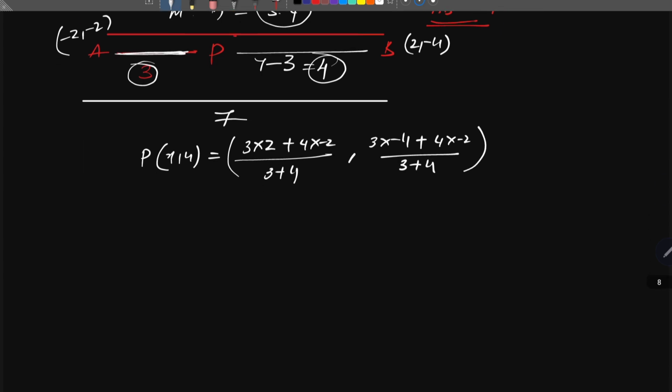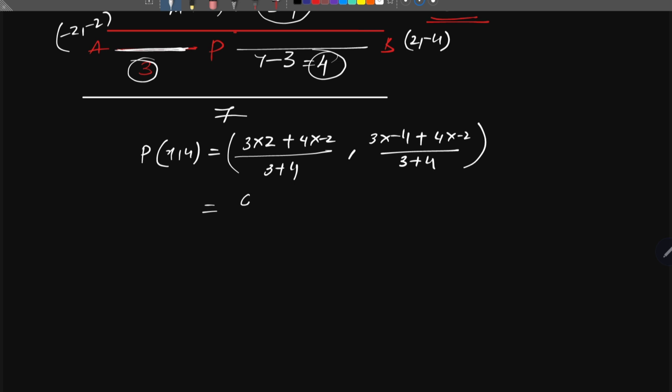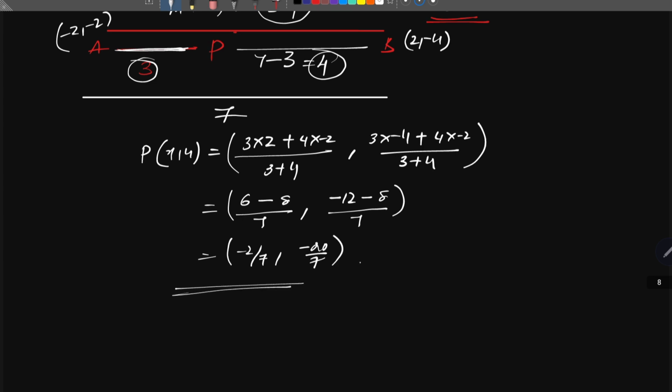Okay, so simplified: 2 3s are 6, 6 minus 2 4s are 8, divided by 7, comma, 3 4s are 12, minus 2 4s are 8, divided by 7. So 6 minus 8, so -2 by 7, comma, 12 minus 8... together the addition is -20 by 7. Therefore the P location is (-2/7, -20/7). Okay, I hope everyone is clear and understood well. Now we'll move on to the next question.